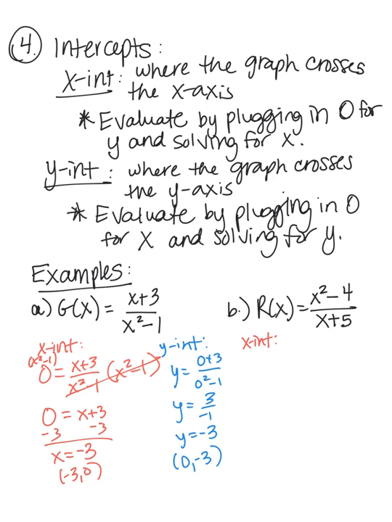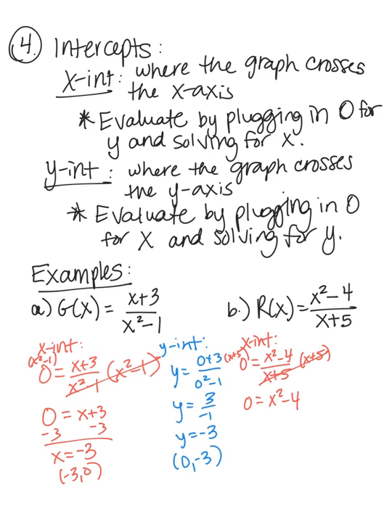X-intercept. I'm going to plug in a 0 for the y. Same thing. I've got a fraction. I need to multiply by that denominator. It's going to be the step every single time. I want to get rid of that denominator first. I multiply by it. If it's equal to 0, it's going to go away.